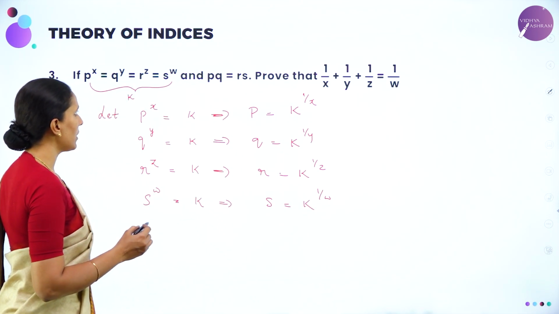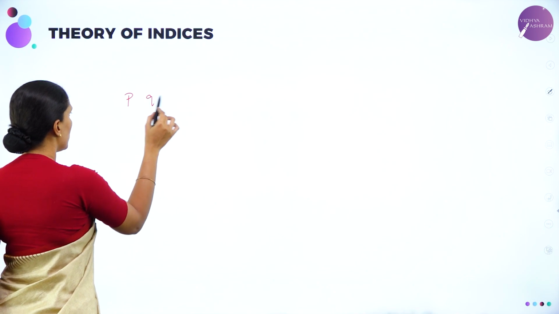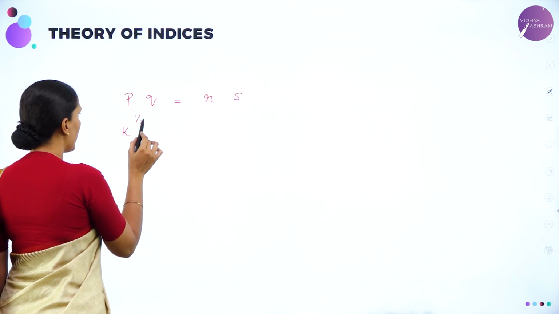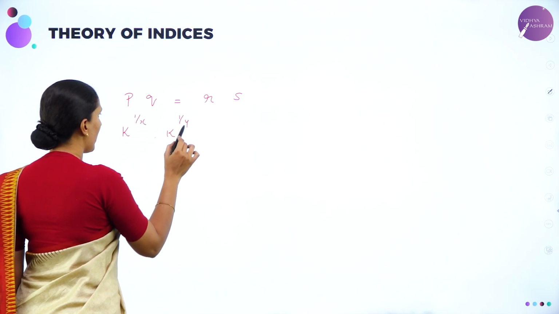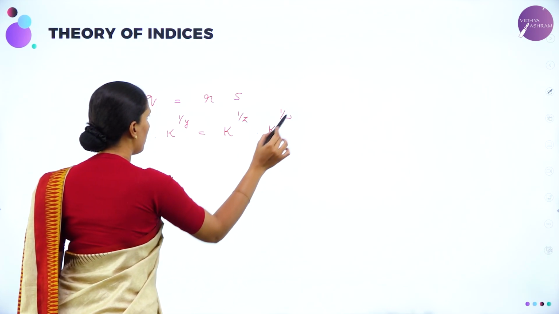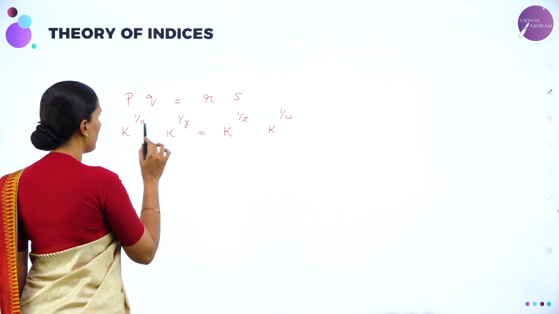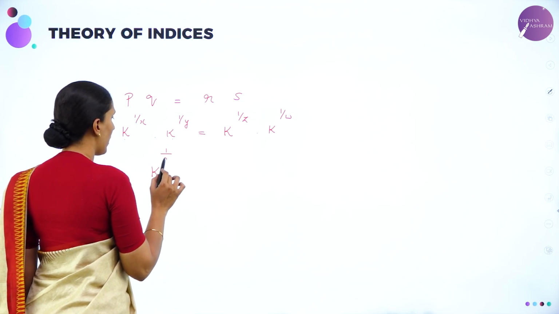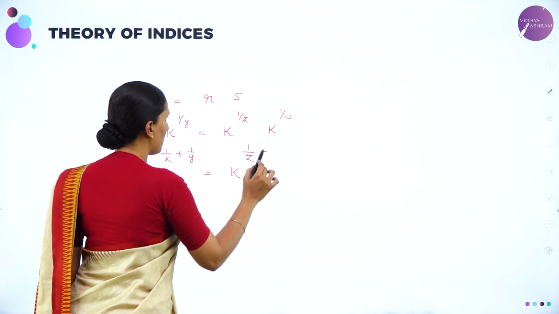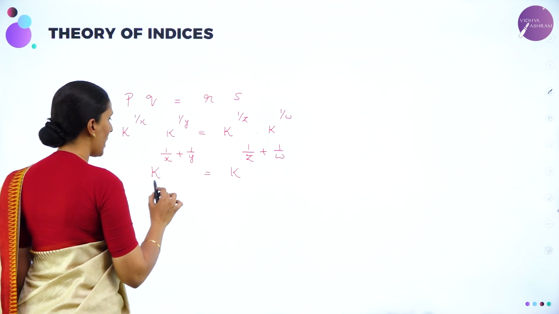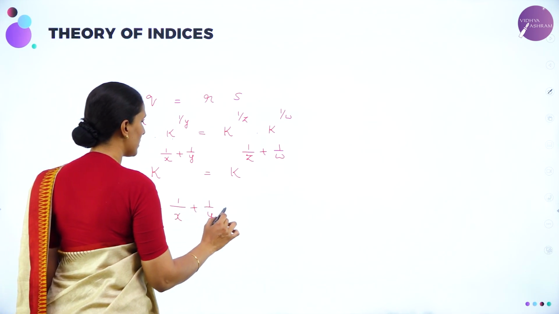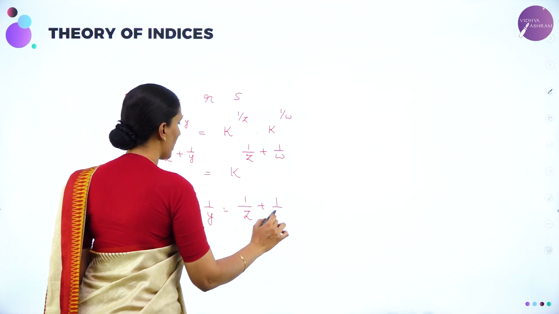Now the condition is given here, pq is equal to r into s. So here k to the power 1 by x into k to the power 1 by y equals k to the power 1 by z into k to the power 1 by w. Now here base is same, so powers can be added. K to the power 1 by x plus 1 by y is equal to k to the power 1 by z plus 1 by w. So now since bases are equal, powers can be equated. So 1 by x plus 1 by y is equal to 1 by z plus 1 by w.